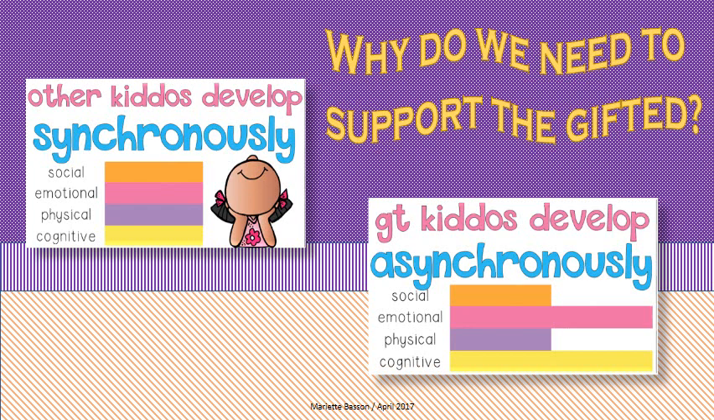Generally, kids develop synchronously, which means that they develop socially, emotionally, physically, and cognitively, more or less at the same rate. With gifted students, we find that their development is asynchronous. This means that not all levels of development happen at the same rate. You might find that their cognitive and emotional development is years ahead of their peers. Just as likely, you might find that their social development is delayed. And this brings us to look at the difference between our bright children in class and our gifted students.